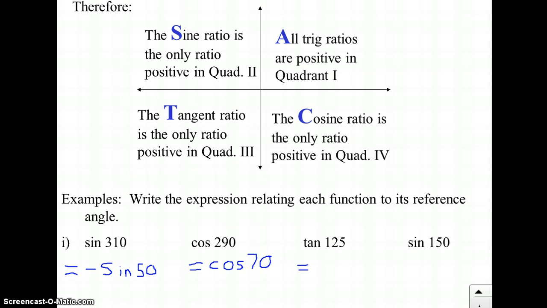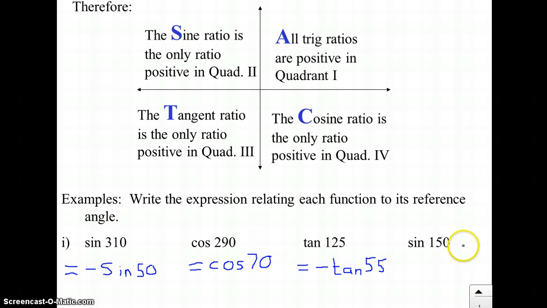If we look at the tangent of 125, a 125 degree angle is in quadrant 2, so tangent is negative. So this should be negative tangent. And the reference angle of 125 degrees is 180 minus 125. So that reference angle should be 55 degrees. So tangent 125 is the same as negative tangent 55.